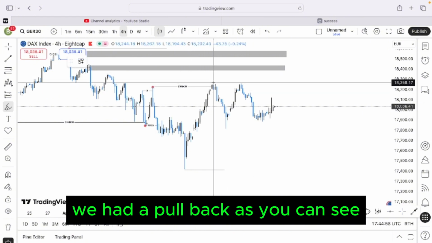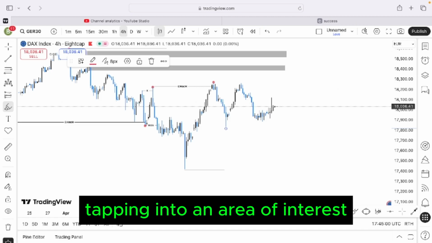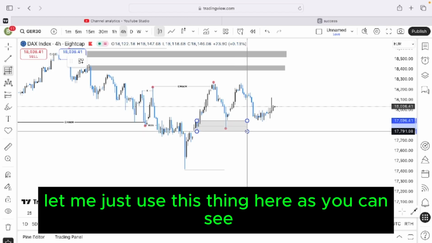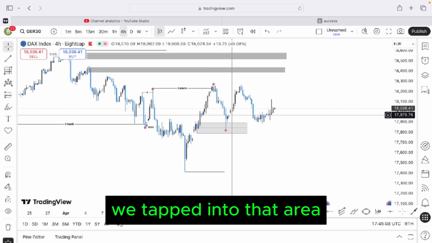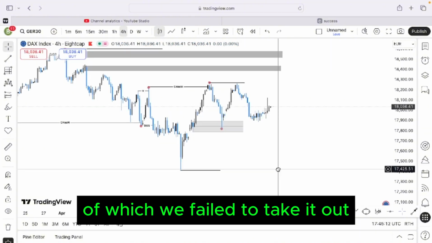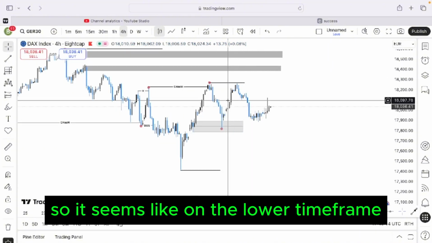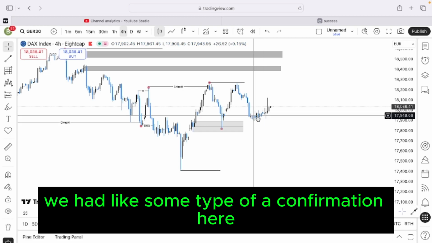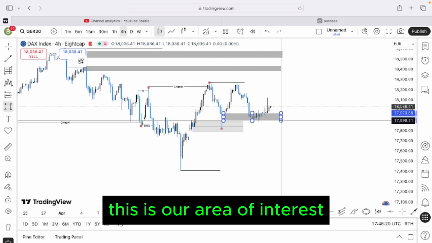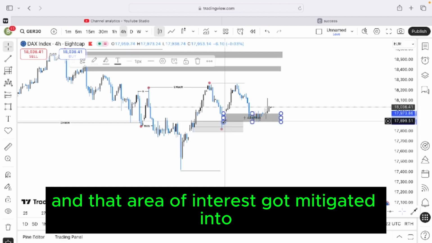As you can see, this is our high, this is our low, tapping into an area of interest just around this point here. Let me just use this thing here. As you can see, we tapped into that area, so we had to take out this high, of which we failed to take it out. So it seems like on the lower time frame we had some type of a confirmation here on the lower time frame.